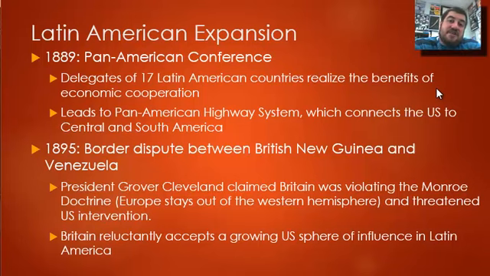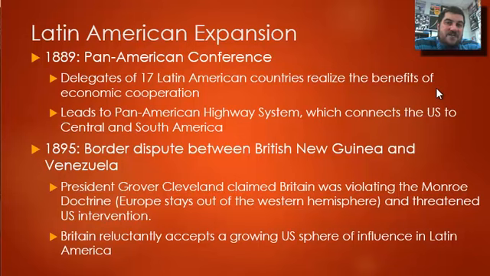Now look at our expansion into Latin America. In 1889, we called together a meeting of 17 Latin American countries and the United States, and we tout the benefits of economic cooperation among all these nations. So this leads to the Pan-American Highway system, which connects the U.S. to Central and South America for trade.